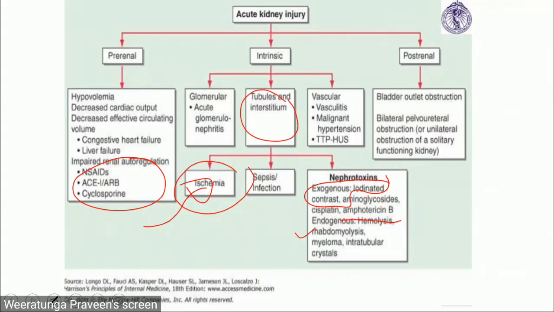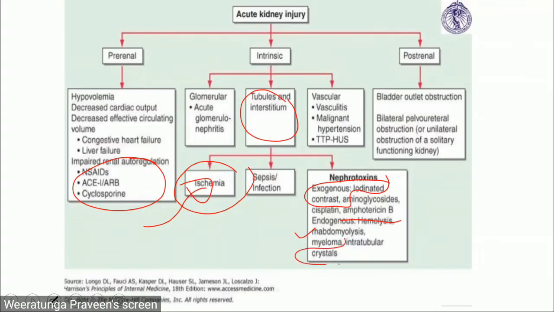This is asked very often in MCQs, this tubular toxins, right? Tubular toxin mediated acute kidney injury, right? So contrast is a very important thing. Antibiotics, antifungals like aminoglycosides, amphotericin B, and also free myoglobin, free hemoglobin in the renal tubules.